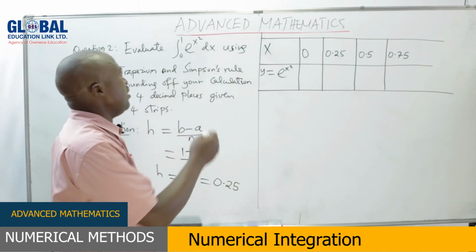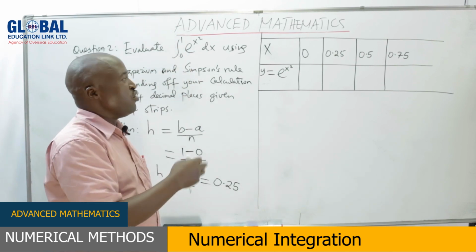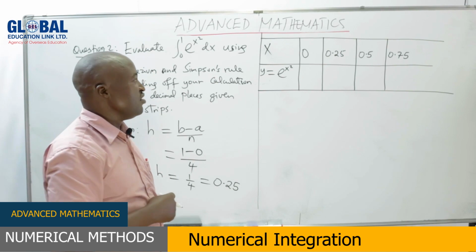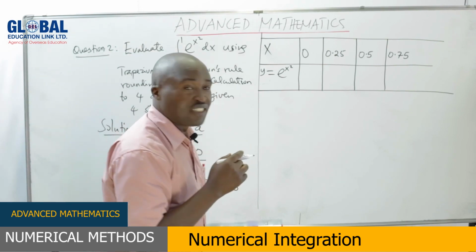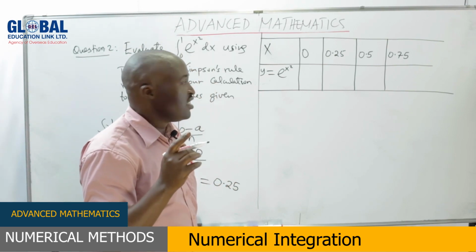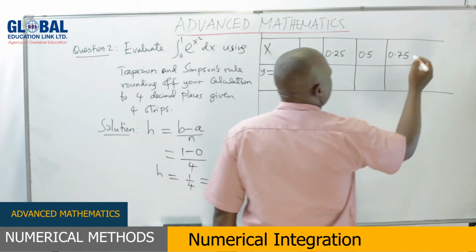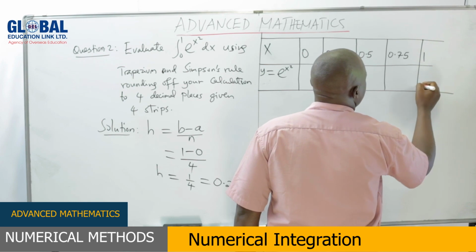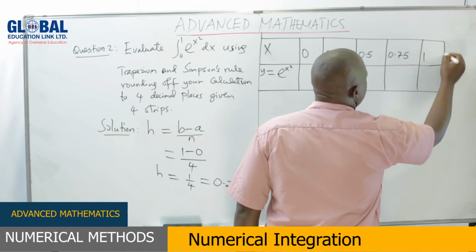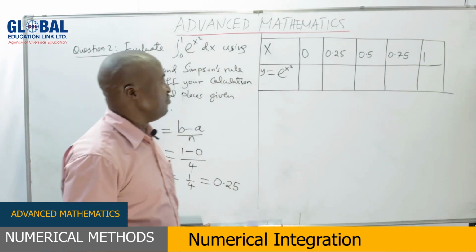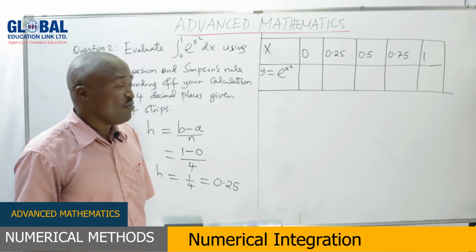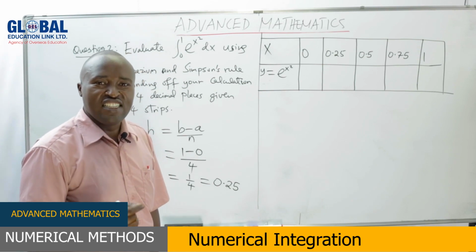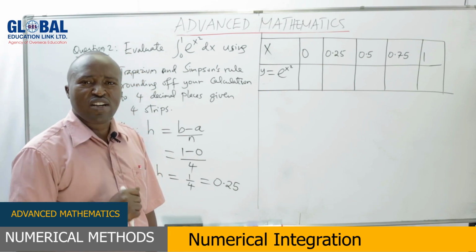Remember, the upper limit is 1. So we add until we reach 1. That is the upper limit. So again, 0.75 plus 0.25, so we are going to have 1. So this time we have 1, which is the upper limit. So now it is time to find the value of y by using our function, that is e exponent x squared.